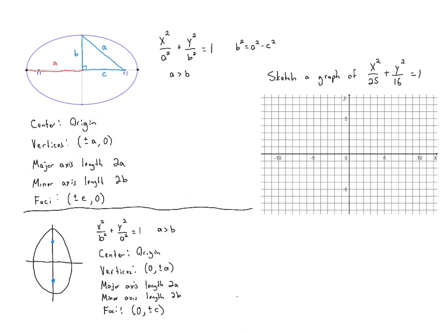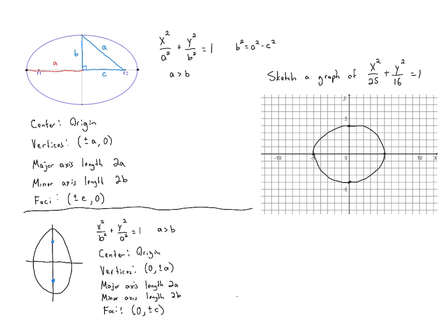The vertices are going to be to the left and to the right at (±a, 0). Now, if a squared is 25, that means that a is going to be positive or negative 5. So those are going to be the x-intercepts. And then for the y-intercepts, we look and we see that b squared is equal to 16. So that means that b is going to be positive or negative 4. So those give us the y-intercepts, and so we can use those to draw our ellipse.